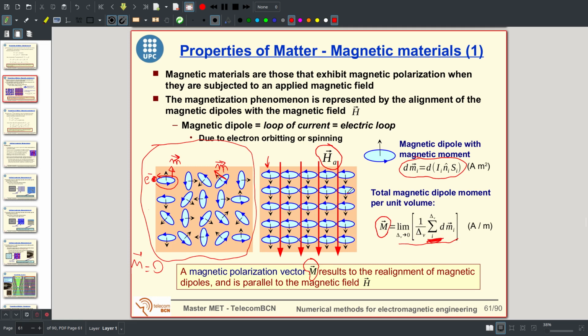And then when we apply an external magnetic field, we get all the dipole moments oriented parallel to the magnetic field, and they sum, and then we get a magnetization different than 0, because all of them are aligned and we sum parallel vectors. And this is completely the dual of what we get in the dielectric case with the polarization.